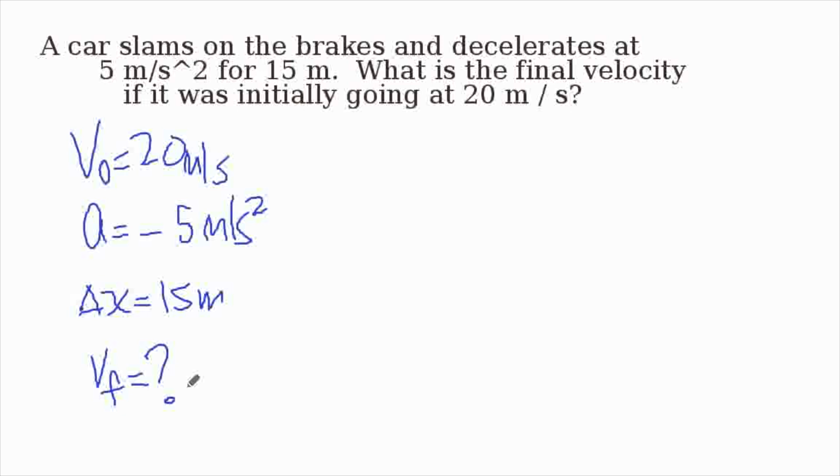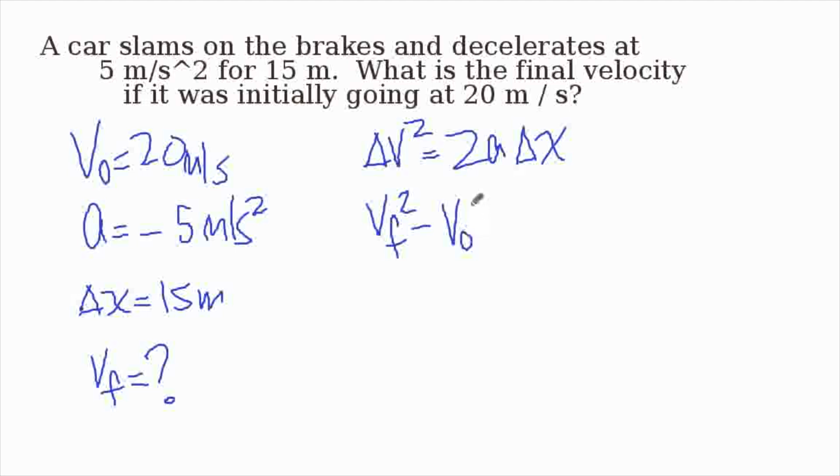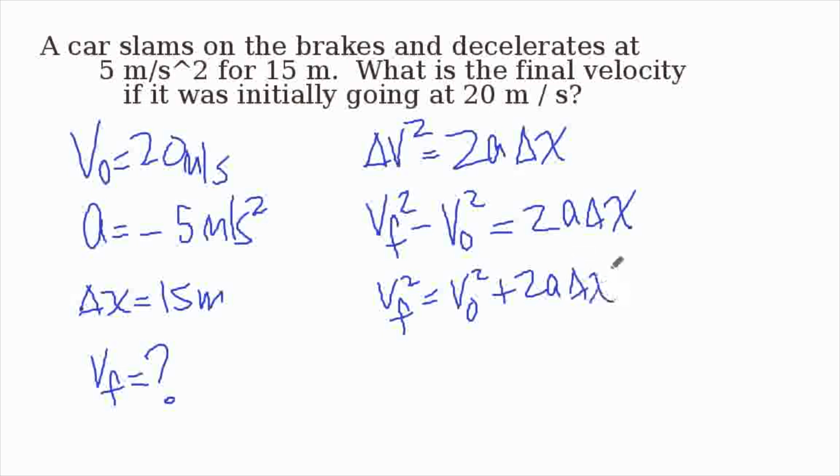So you'll notice that the last kinematic equation will be very helpful for this one. Delta V squared equals 2a delta x. Delta V squared, if you were wondering what that means, is V final squared minus V initial squared. That's what's equal to 2a delta x. So that means V final squared equals V naught squared plus 2a delta x if I move it to the other side. Okay, so V final is plus or minus the square root.